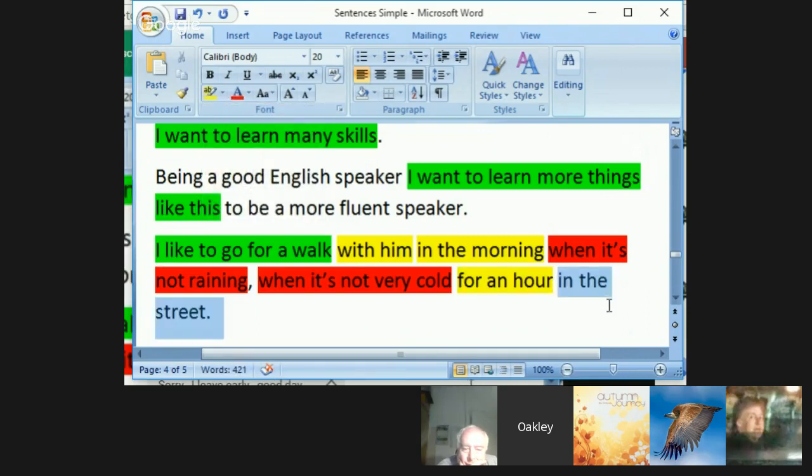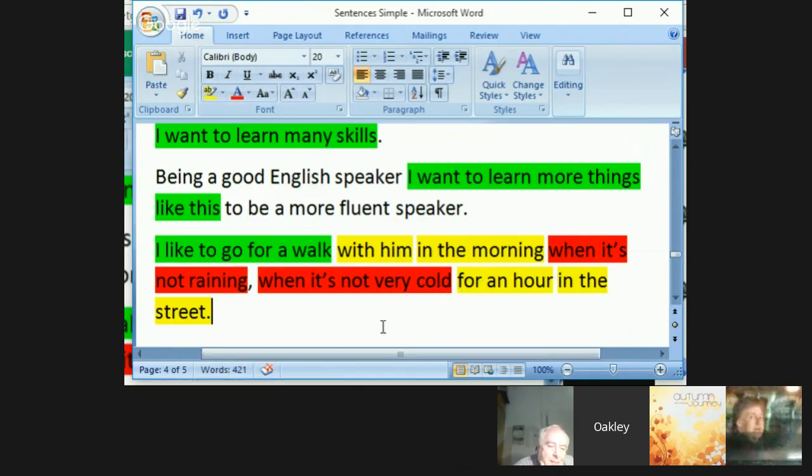So actually what we're looking at here is an independent clause, two dependent clauses. This is called a complex sentence. And this will be the lesson 2 days from now at this hour. We'll be making these. We're adding dependent clauses. So there's a preview of coming attractions, if you will. This adding with him in the morning for an hour in the street.